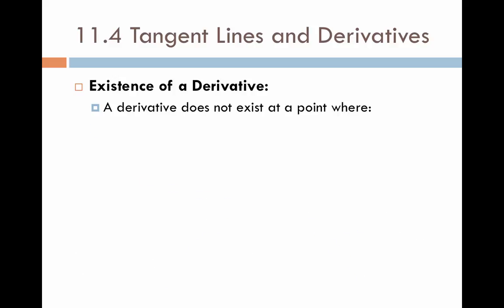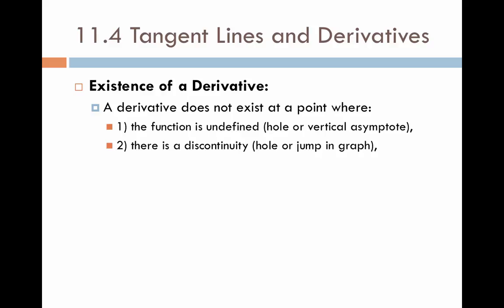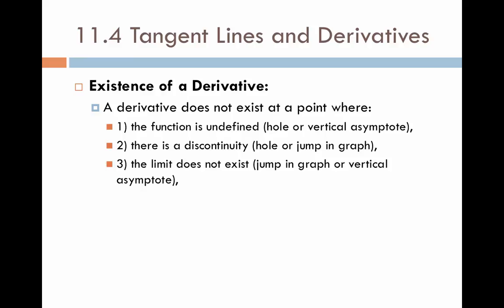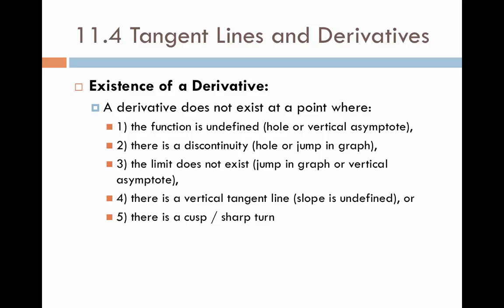Existence of a derivative. A derivative does not exist at a point where 1. The function is undefined, so there's a hole or a vertical asymptote. 2. There is a discontinuity, so a hole or a jump in the graph. 3. The limit does not exist, so there's a jump in the graph or a vertical asymptote. 4. There's a vertical tangent line, so the slope is undefined. Or 5. There is a cusp or a sharp turn.